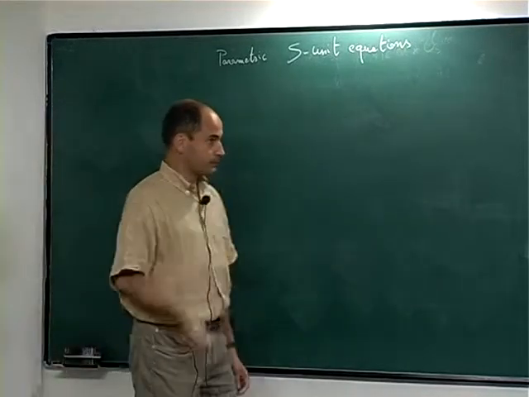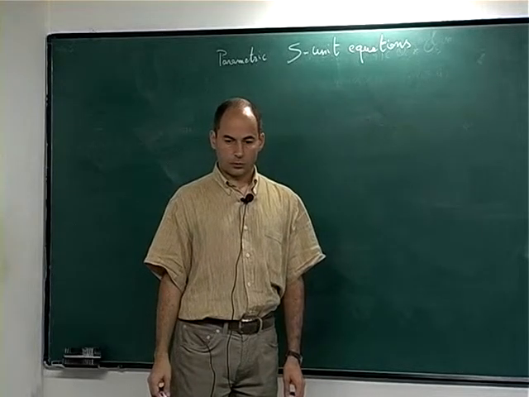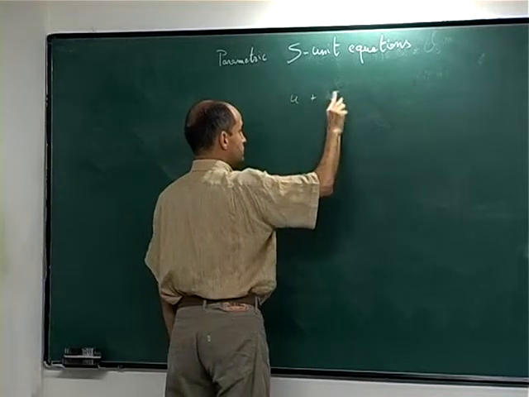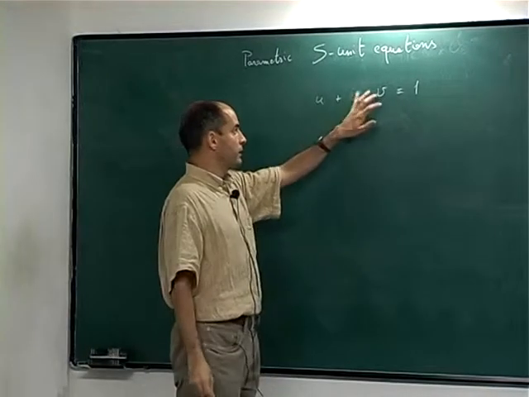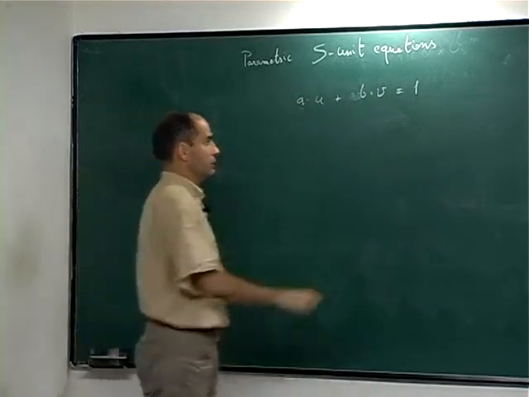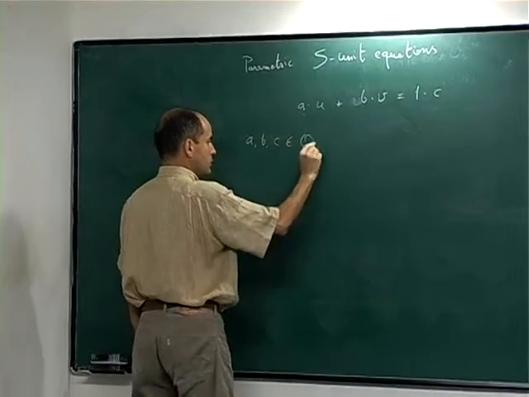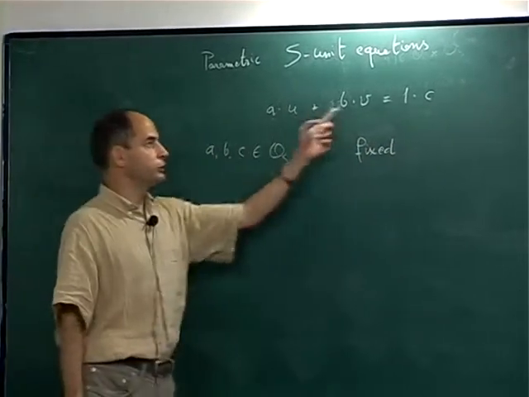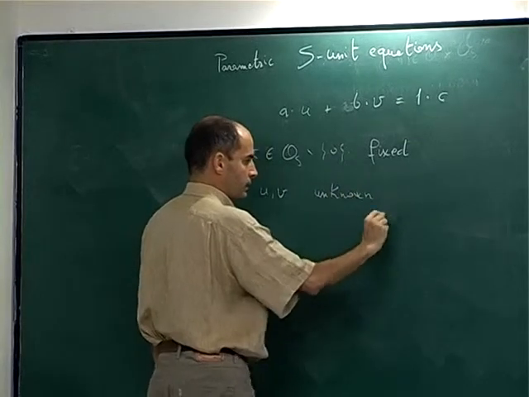So, let us come back again to the S-unit equation in two variables. I always wrote the equation as U plus V equals 1, but I can change it by adding coefficients: A U plus B V equals 1, or even equal C, where A, B, C are fixed non-zero integers, and we consider solutions in U, V, the unknowns, and they are S-units.